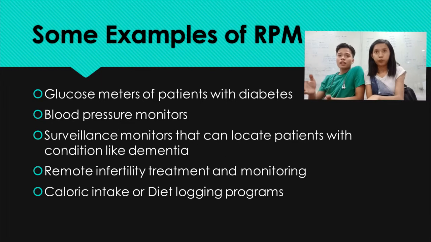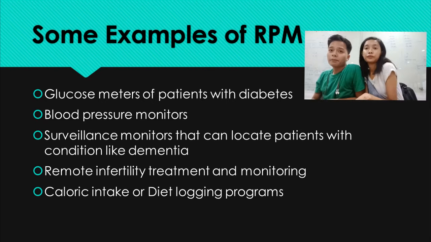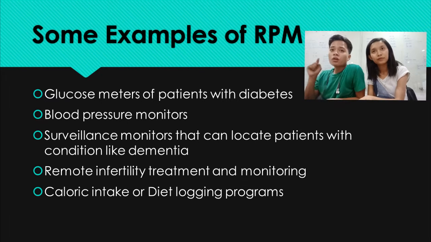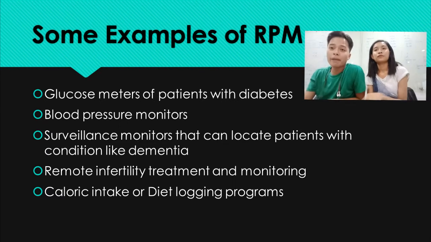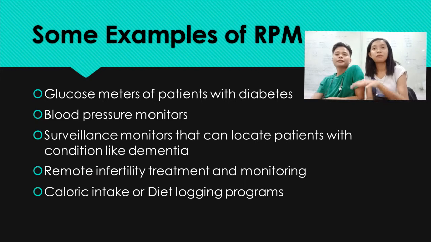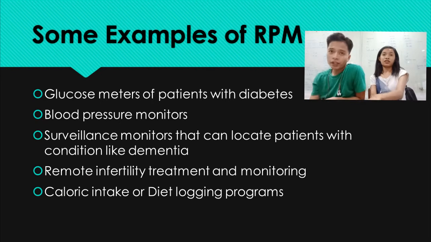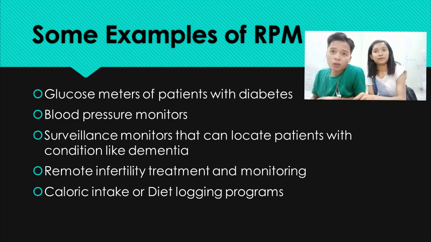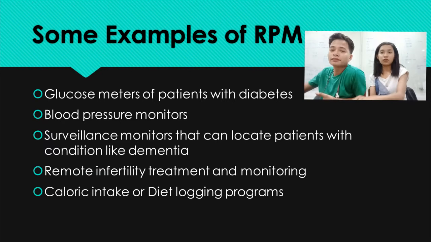Here are some examples of RPM. One is glucose meters for patients with diabetes. Second is blood pressure monitors. Third is surveillance monitors that locate patients with conditions like dementia. Fourth is remote infertility treatment and monitoring.